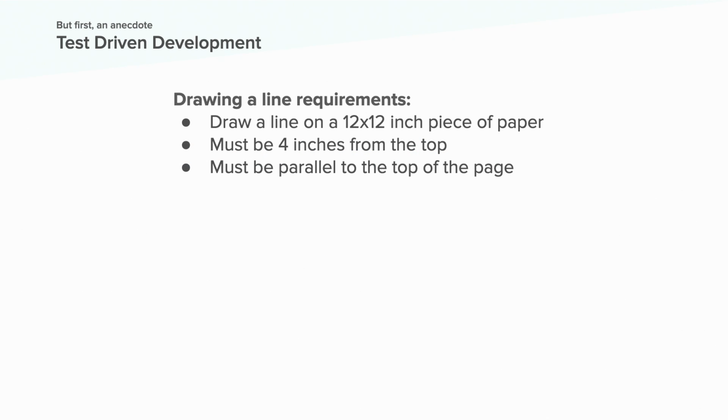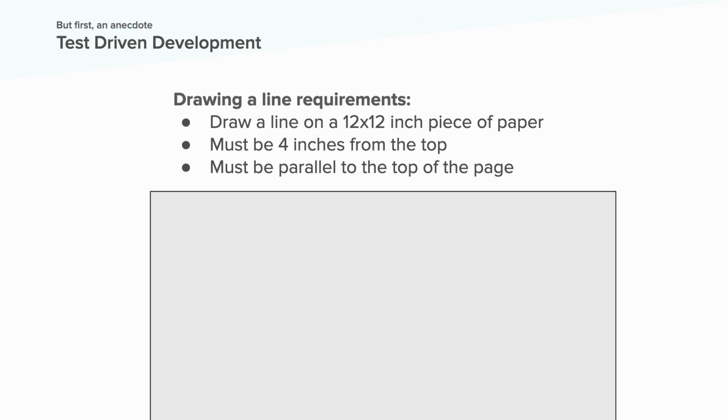So just as a quick example, drawing a line requirements, we're gonna define some. We're gonna have a piece of paper, 12 by 12, doesn't matter. We wanna draw a line from 4 inches from the top, and it needs to be parallel to the top of the page. Okay, so what's the first step? We're gonna draw 4 inches from the top. We have a ruler, by the way. You can assume we have a ruler. So we can measure 4 inches from the top, and this can be implementing that requirement. And that's all fine and good.